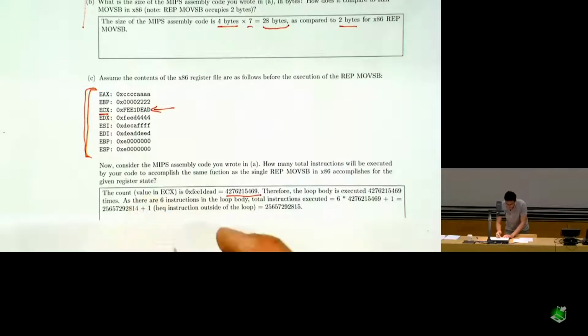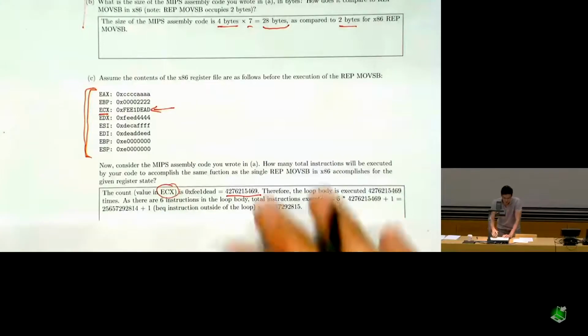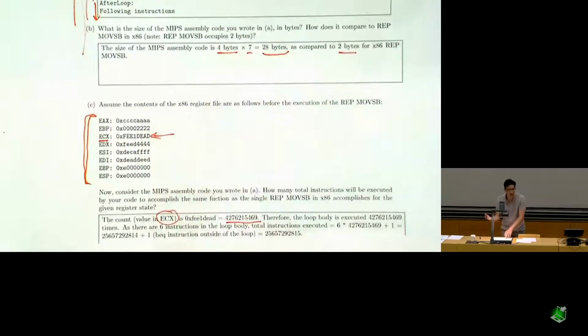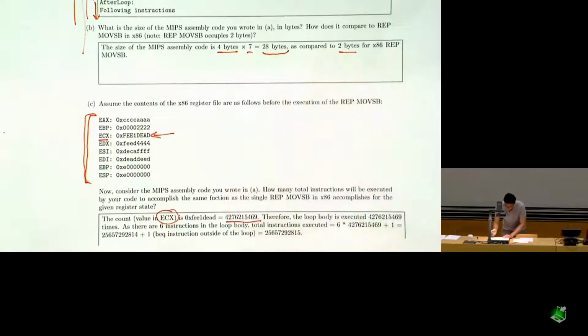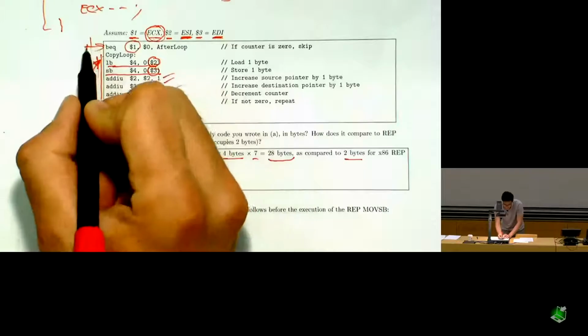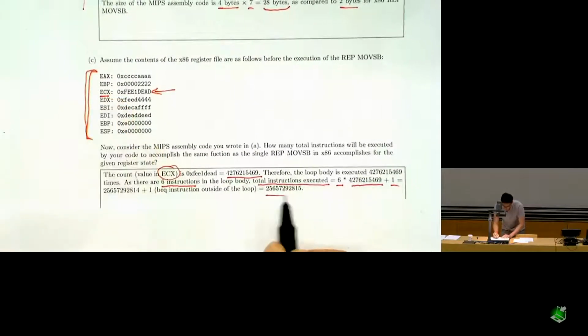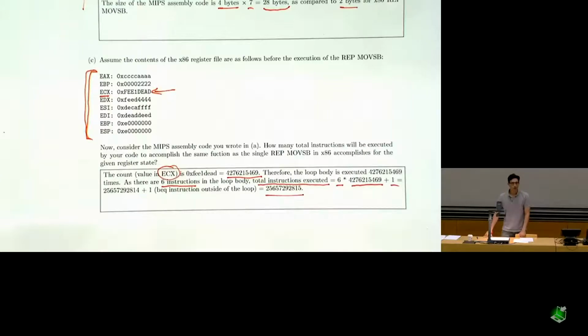Because this ECX register tells us the number of times that this loop is going to be repeated, the total number of bytes that we are copying, and the body of the loop has 6 instructions, the total number of instructions executed in this case is 6 times the value of register ECX, plus 1, because remember that in the beginning of the loop we had this BEQ instruction. So this is our total number of instructions executed for MIPS, compared to one single instruction that will be executed if we have an x86 ISA.